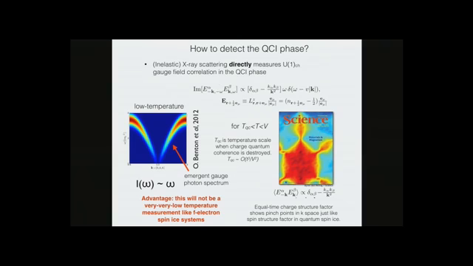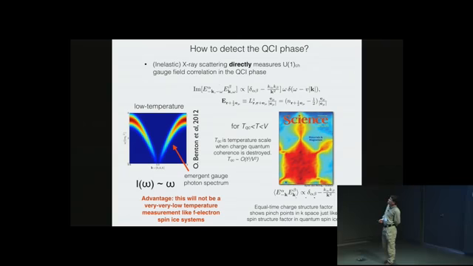So how do we detect this quantum charge ice phase? To detect the quantum charge ice phase, basically we need to detect the fractionalized charge excitation or the emergent gauge field. Here I just describe one method to directly measure the emergent gauge field in the charge sector, because one can use inelastic X-ray scattering to directly measure this gauge field correlation in the quantum charge ice phase.